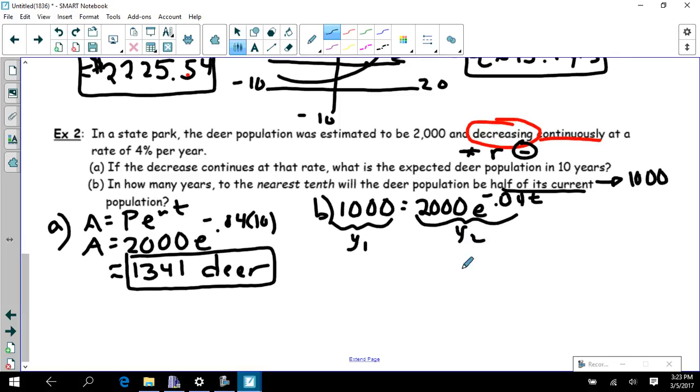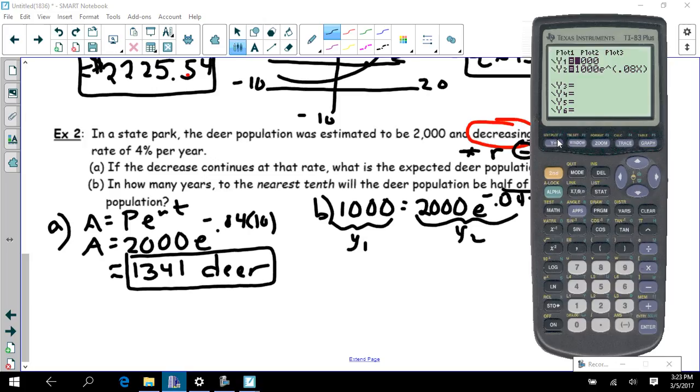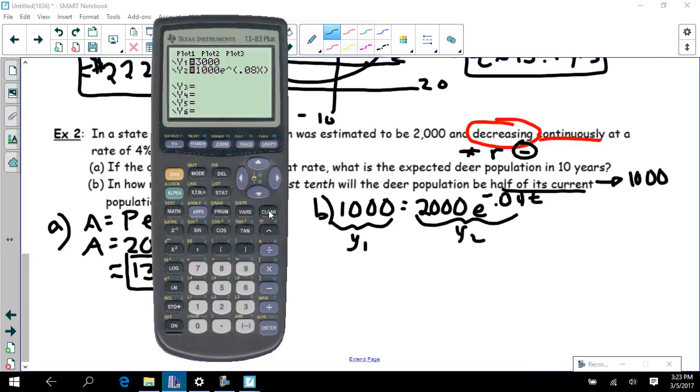So back to my calculator one more time. This time y1 is going to be 1,000 and y2 is going to be 2,000 times e raised to the negative 0.04 x. Assume standard. That resets the window. We're not going to see anything right now, so I'm going to have to change it. We know first to make Ymax at least 1,000. It's a good idea to make it 2,000. Then hit graph. See if we can see where they connect.